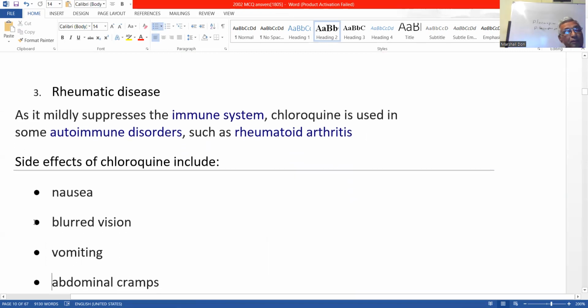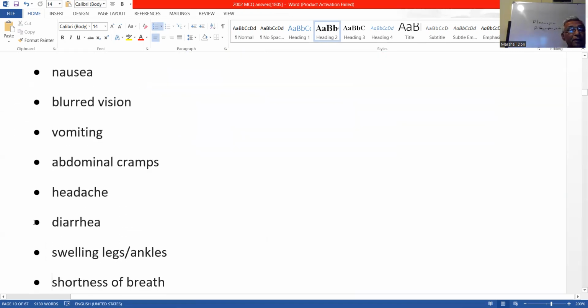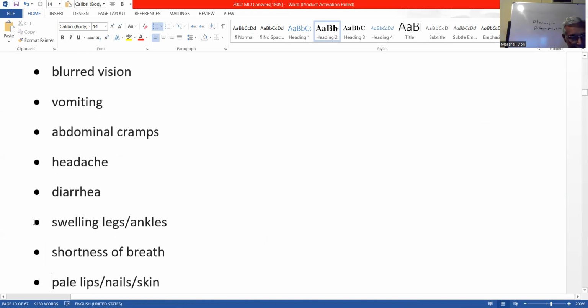You have to know the side effects of chloroquine, it is a very common question. Nausea, blurred vision, vomiting, abdominal cramps, headache, diarrhea, swelling of ankles, and shortness of breath. These are very common side effects.